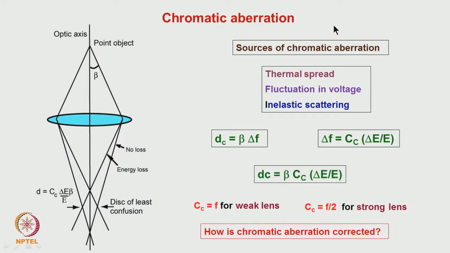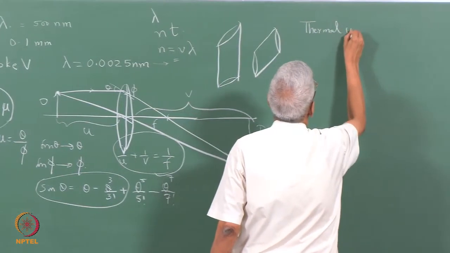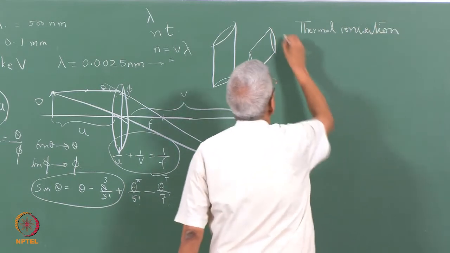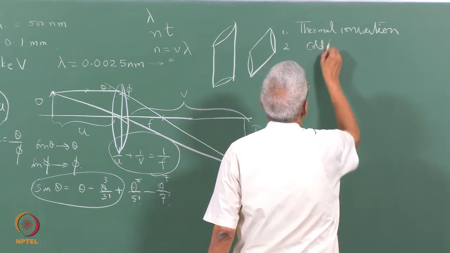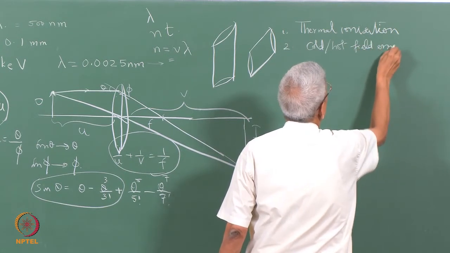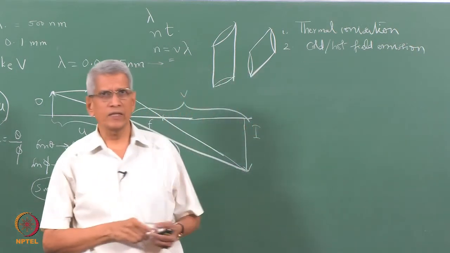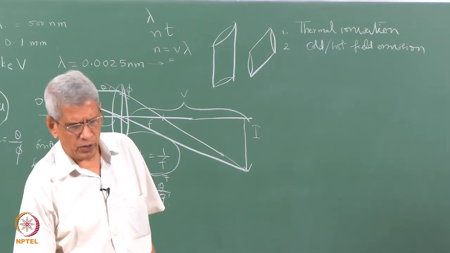In the case of electrons, how do we produce monochromatic electrons? There are many ways. One is thermal ionization, used to produce electrons. Two is cold or hot field emission. In thermal ionization, the filament is raised to a very high temperature so that electrons are emitted.